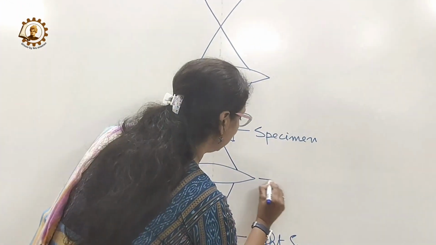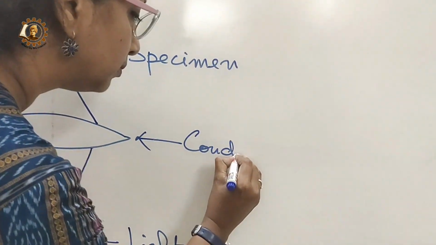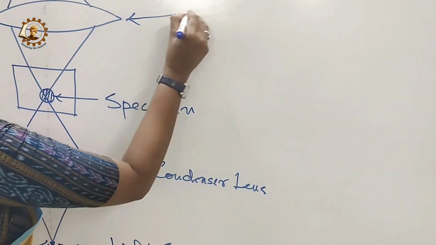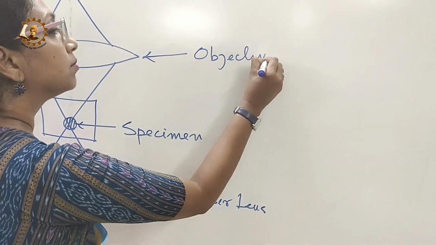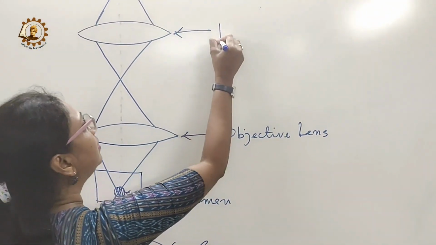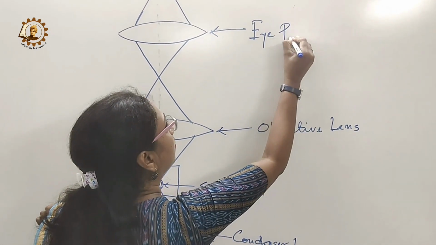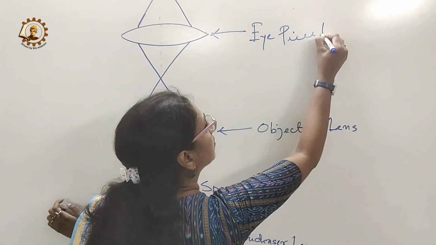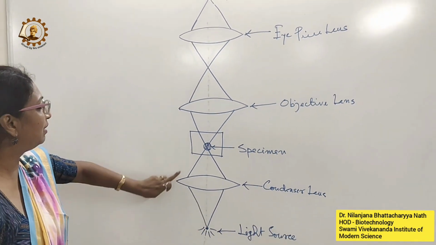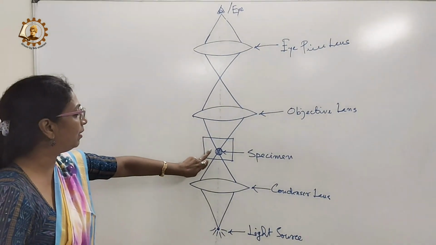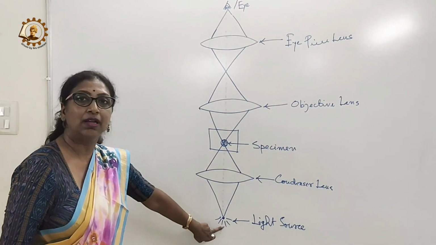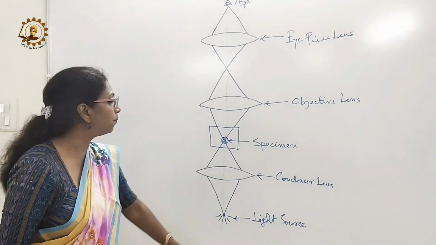So this is the condenser lens. This is the objective lens. And the last one is the eyepiece lens. So these are the lenses. In between the objective and condenser, this is the stage where we keep our specimen, and this is the light source or illuminator from where we will start our optical pathway.